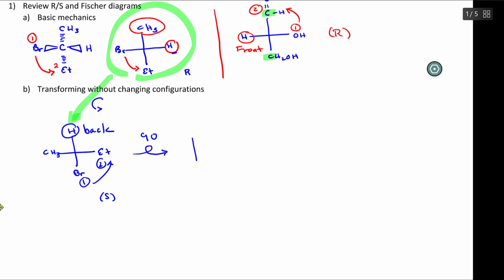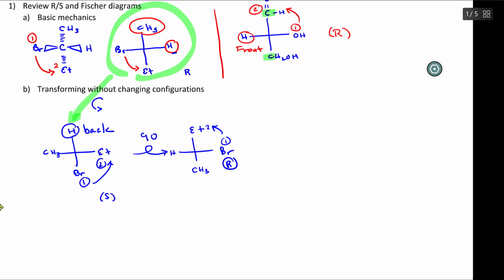Then what I'll end up with is this. So I'll have Et up here, I have H here, I have CH3 here, and then I have Br. And then if I look at this and I say, okay, is this R or S? Again, this is 1, this is 2, and you notice the rotation never changes, but the hydrogen's now in the front, so this is R again.